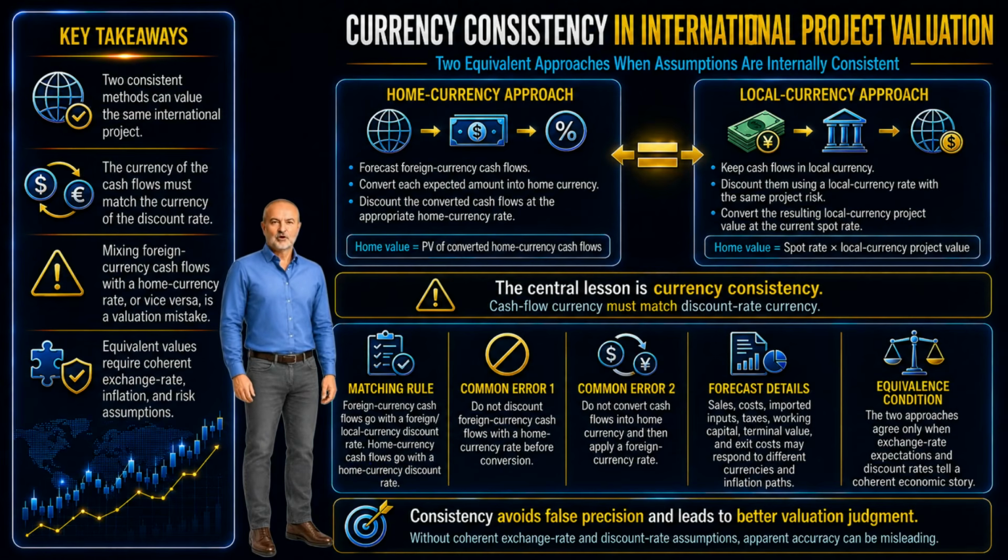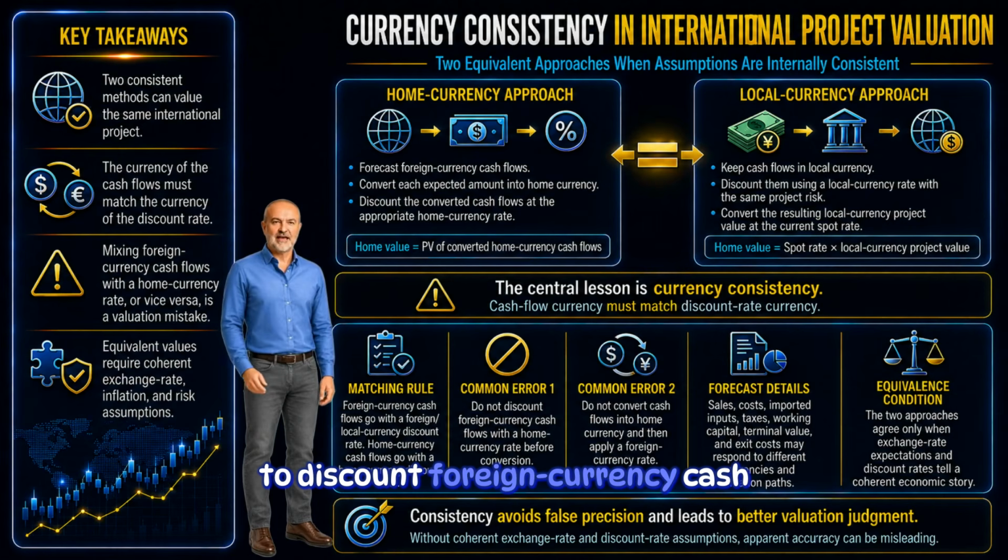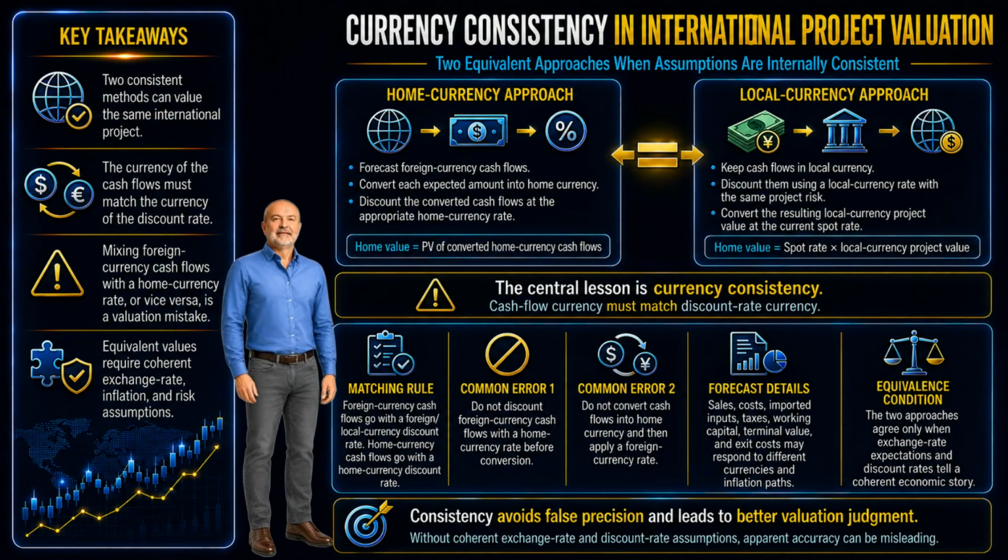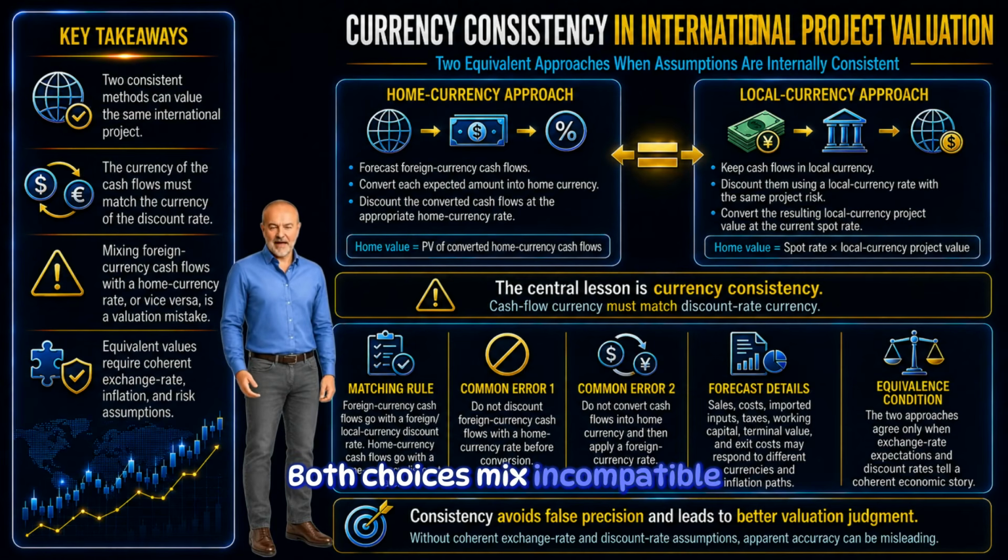The currency of the cash flows must match the currency of the discount rate. It is a mistake to discount foreign currency cash flows with a home currency rate before conversion. It is also a mistake to convert cash flows into home currency and then apply a foreign currency rate. Both choices mix incompatible inputs.